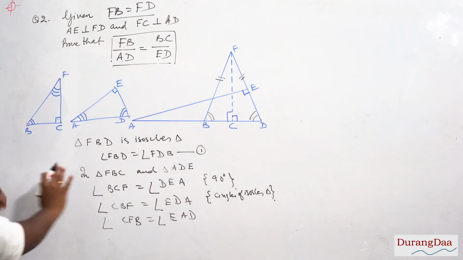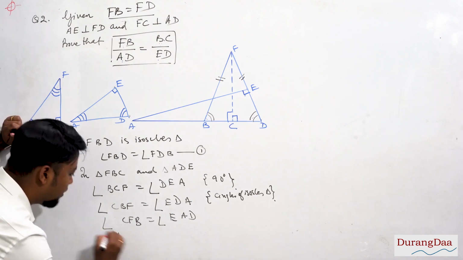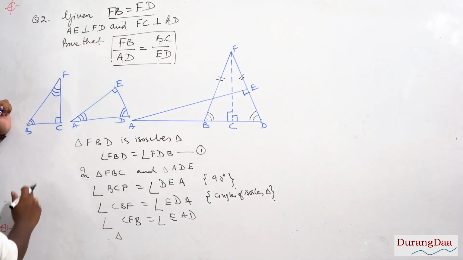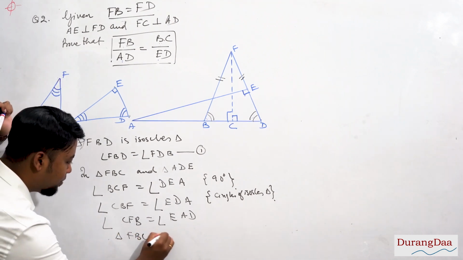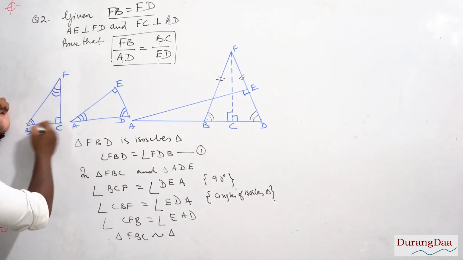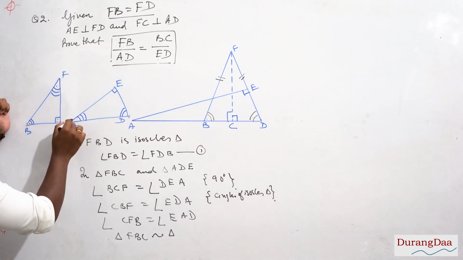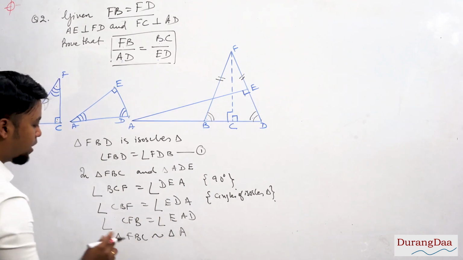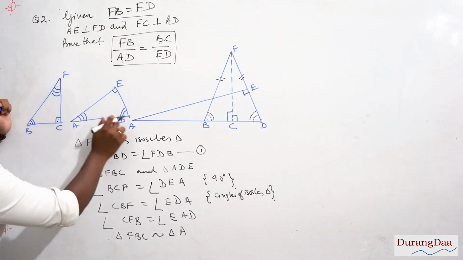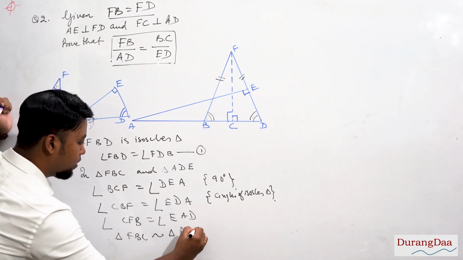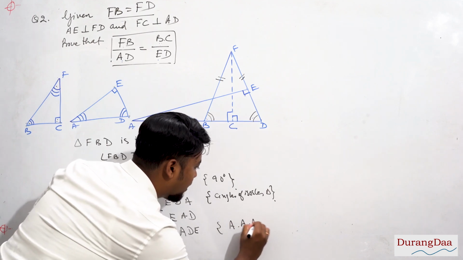All right, so this much result is sufficient to prove them similar. So I can write here triangle, be careful about the order, FBC is similar to triangle ADE. First I took this angle, so this should be A. Be careful about the order of vertices. ADE, and the reason would be by angle postulate.